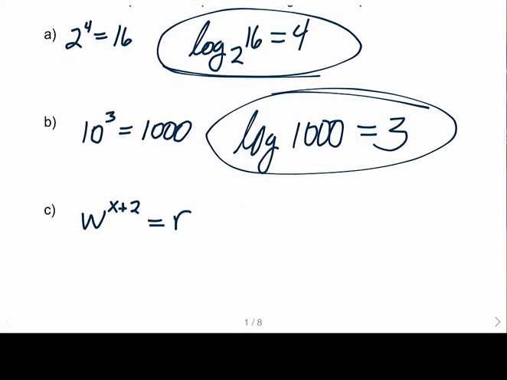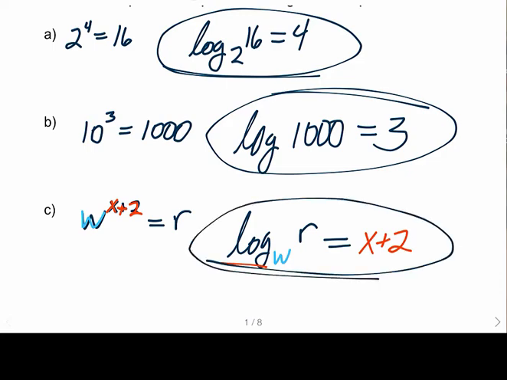Our next one's a little more interesting because it doesn't have numbers so much. Well, it's got one. W to the x plus 2 is equal to r. And so I first want to think about what's the base? W. So I'm going to write log base w. R is the result. It goes into the argument of the logarithm because a logarithm is an exponent. And so the log is equal to x plus 2. And so log base w of r equals x plus 2 is an equivalent equation.